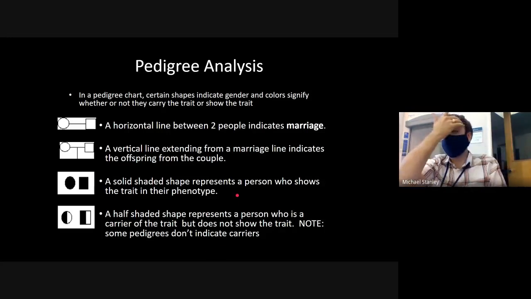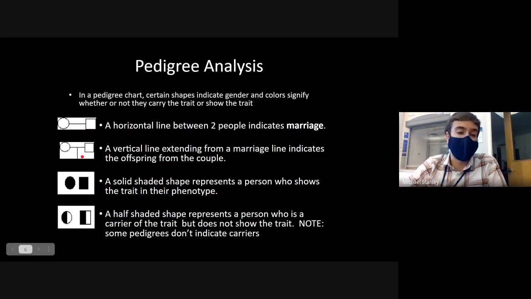So that's sort of the basic way you set up a pedigree. You link the people who are married with children with these horizontal lines, and then you link the children to the parents with these vertical lines, and then you fill in the boxes of the people who have the trait you're interested in.